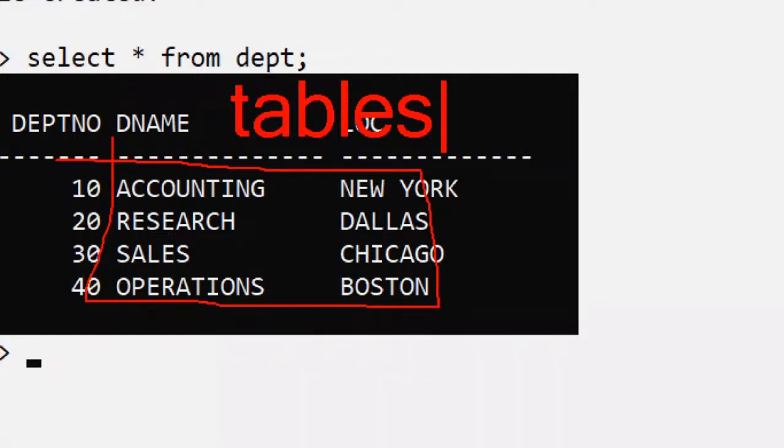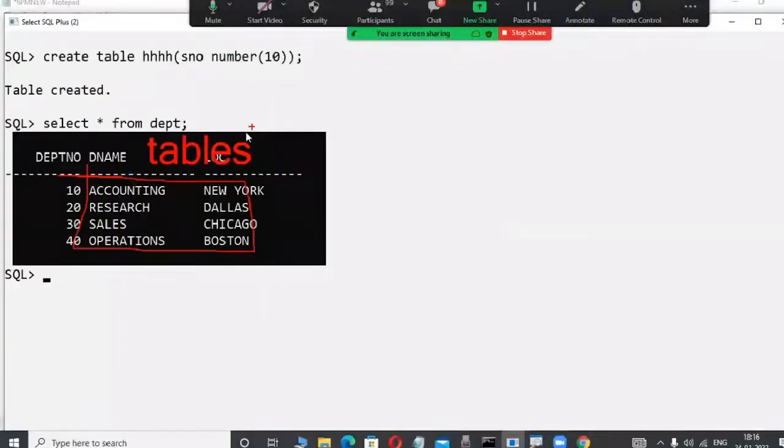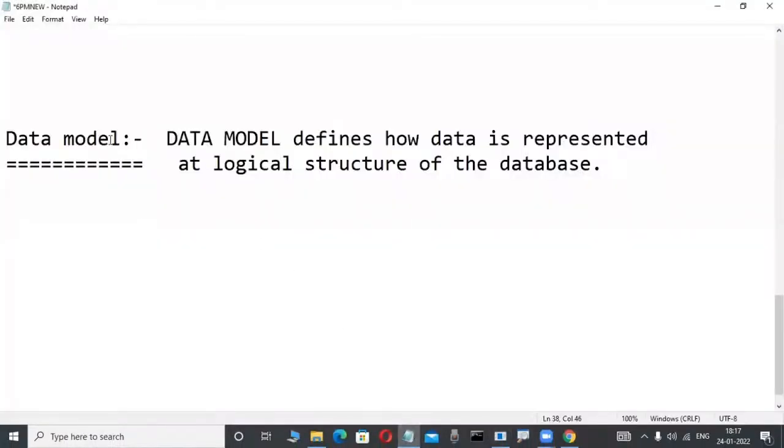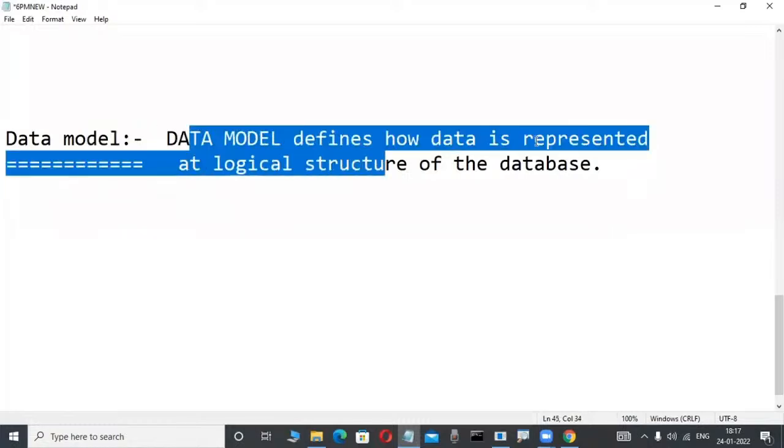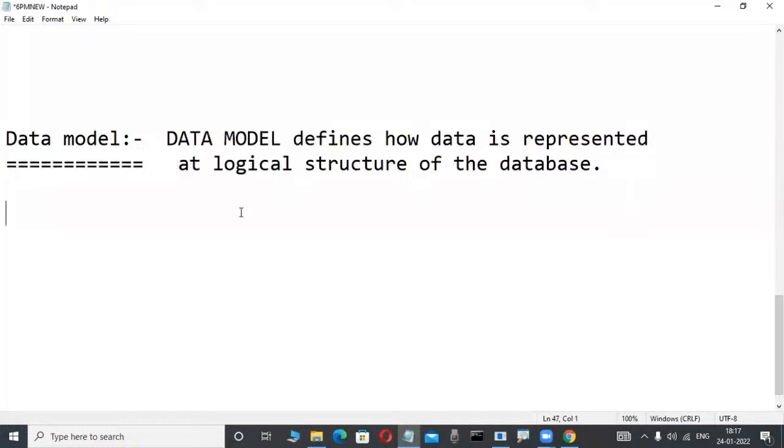Hierarchical data model, network data model, and some other data models were there. IMS software and IDMS software were there in those days. But nowadays, observe here, a data model is nothing but it defines how data is represented at a logical structure of the database. And now check it out, concentrate here.